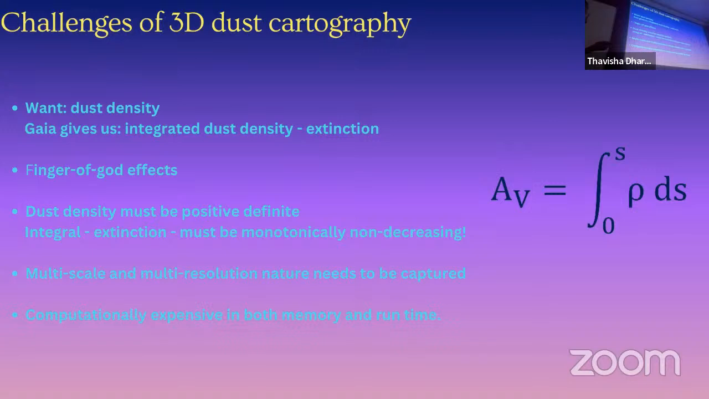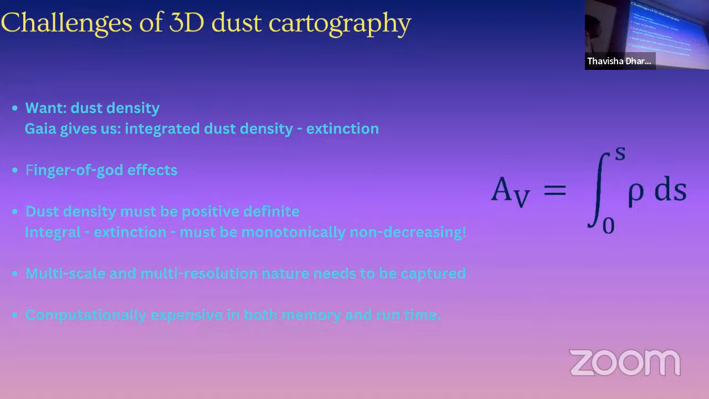And then, of course, you have this other issue that dust density must always be positive because it's a physical quantity. We can't have negative densities. And so related to this is that extinction must always be monotonically non-decreasing. So this means it must always go up or flat, but never down.